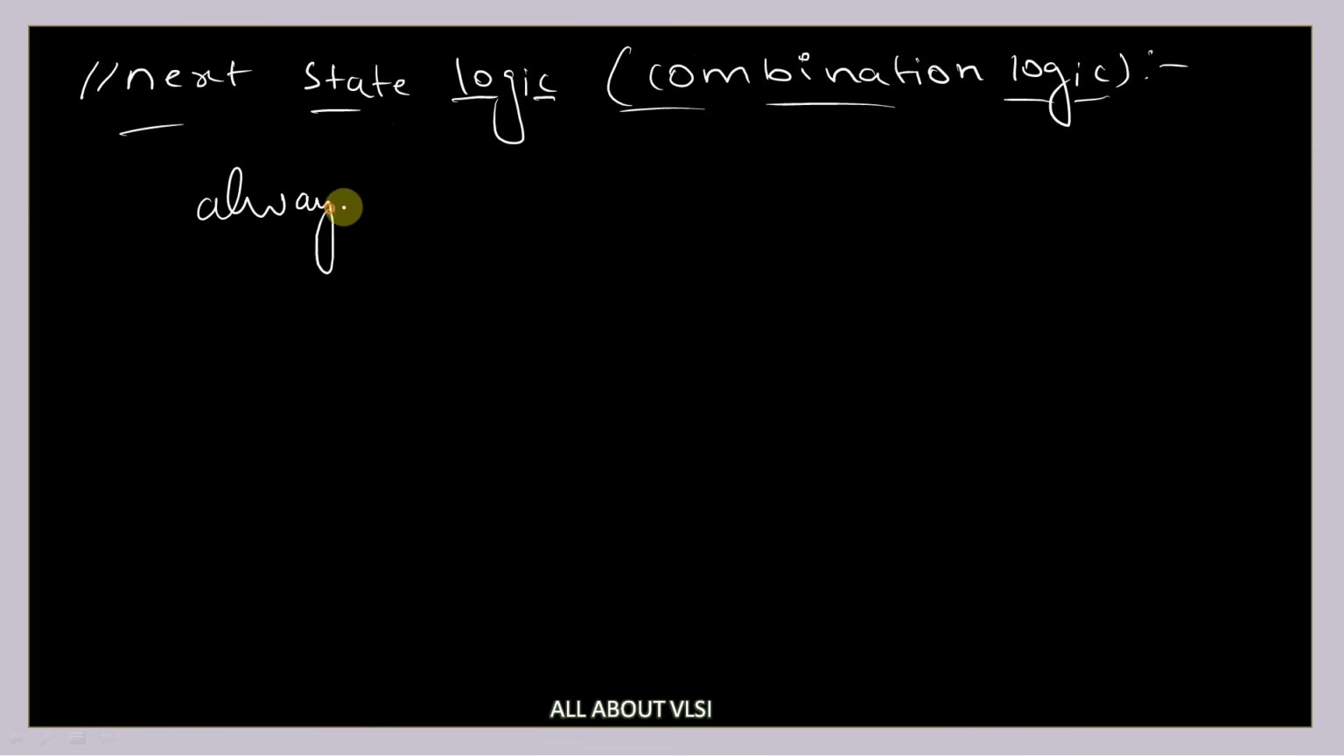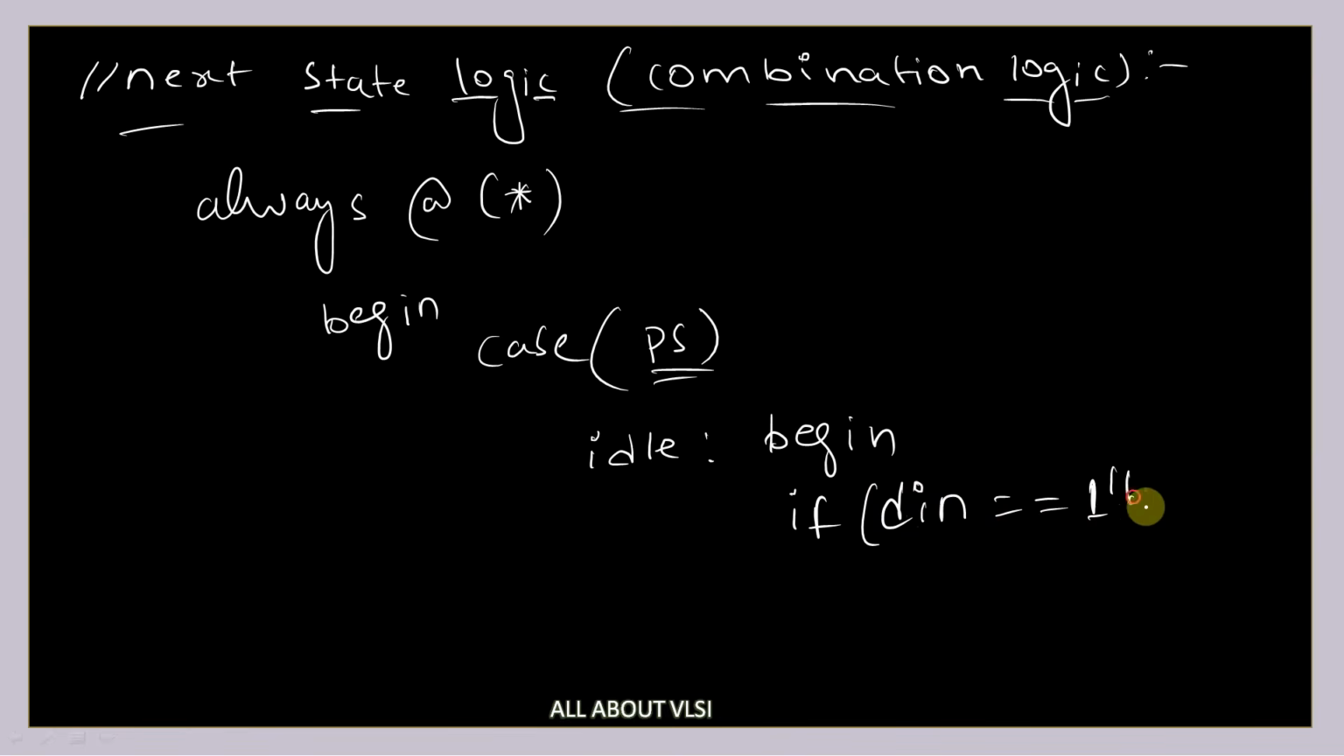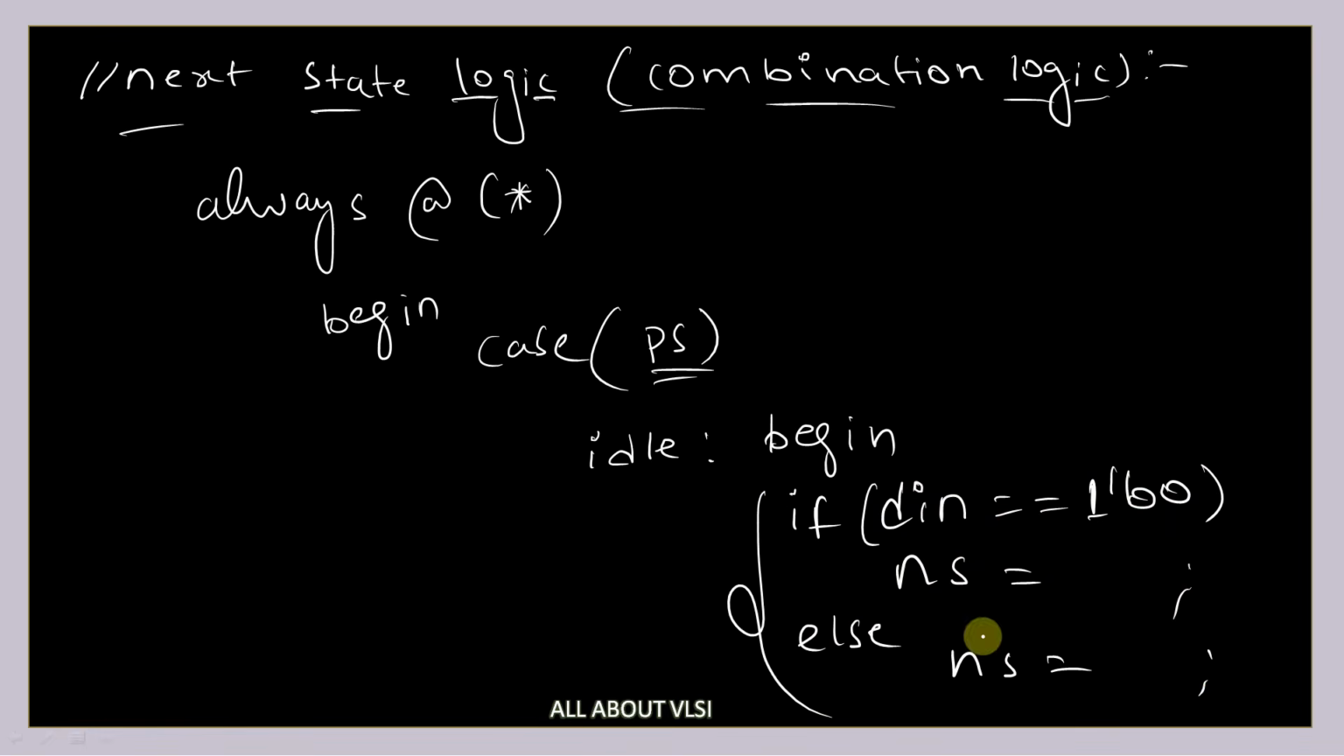always @(*) begin. Now I'm going to use my case statements. Case of my present state. Now, if my present state is equal to IDLE, if I am in the IDLE state, then what should I do? Then I'm going to check my input. Let's say my input is declared as dn. If my dn is equal to 1'b0, I should go to some next state, else I should go to some other state. According to the state diagram, you can write down this particular condition.